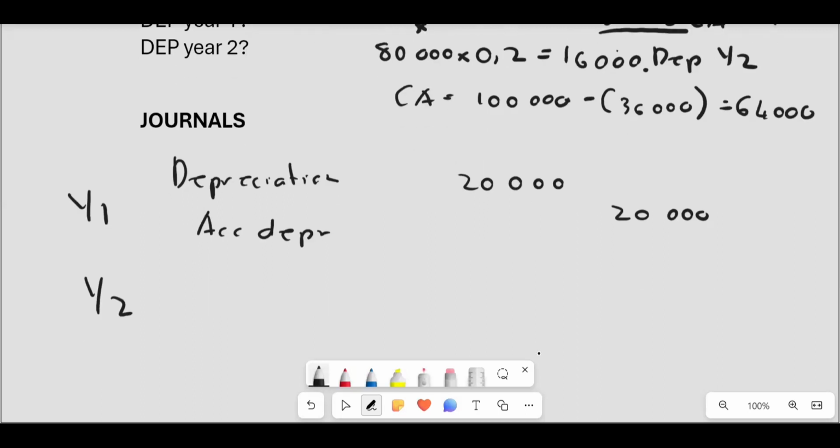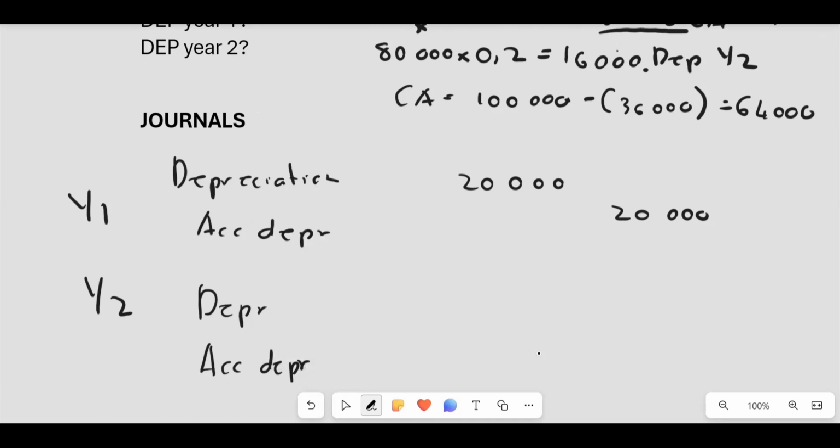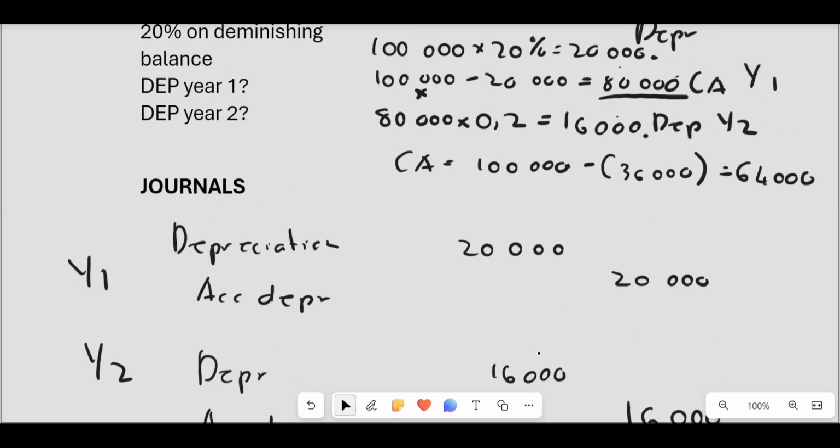In year two, our depreciation was 16,000. Therefore, you're still going to follow the same principles, and you're going to debit depreciation with 16,000 and credit accumulated depreciation with 16,000. So this is how you do the journals for the diminishing balance method and how you calculate the depreciation for the diminishing balance method.